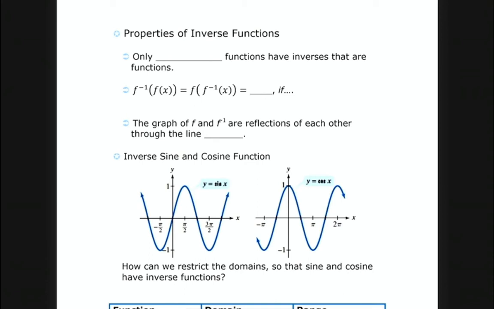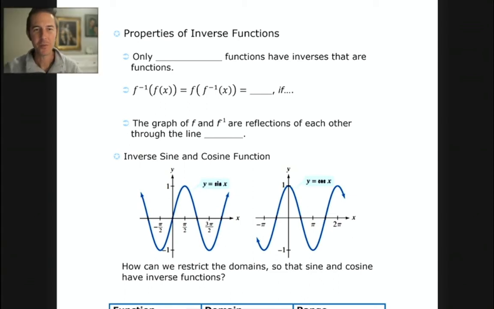The properties of inverse trigonometric functions. There are about 10 things I wish I could tell you all at the same time that would make this process a lot easier. But first, let me start out by saying that only one-to-one functions have inverses that are functions. And I'm using the word function very specifically, like passing the vertical line test, that kind of a function.